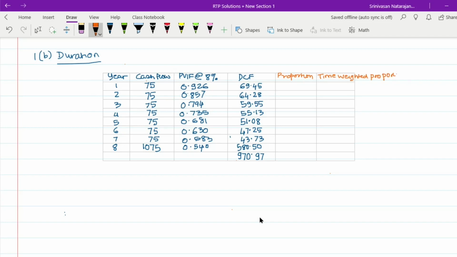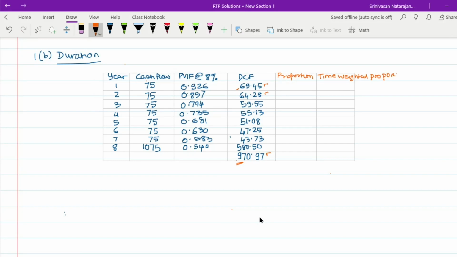Now proportion is nothing but a calculation of what percentage of the total price is being attributed to the first year. That is, out of a total price of 970.97, the first year can be attributed to 69.45 rupees. So what percentage does the first year discounted cash flow form a part of the total price? Basically this will be 69.45 divided by 970.97. That will be the proportion for the first year. Similarly for the second year, it will be 64.28 divided by 970.97. That is the price again.